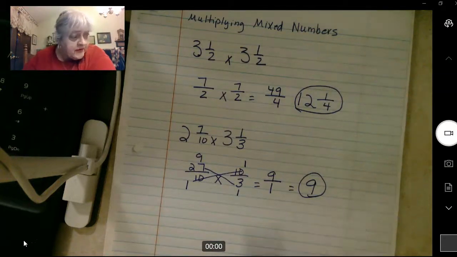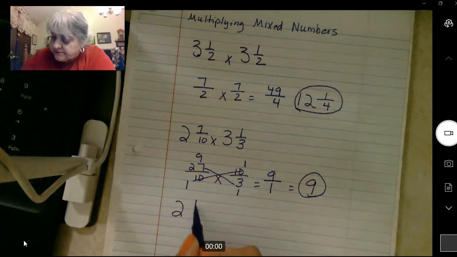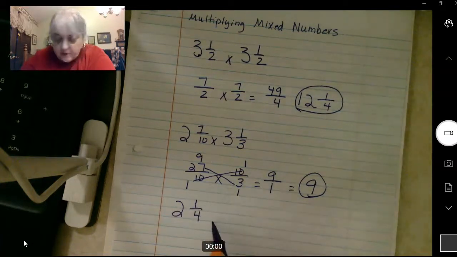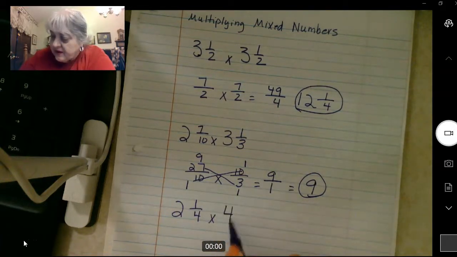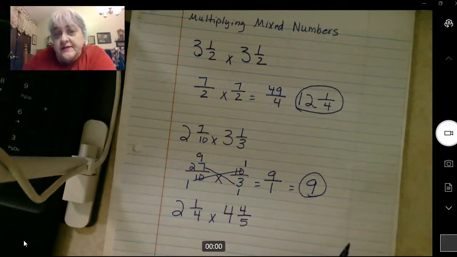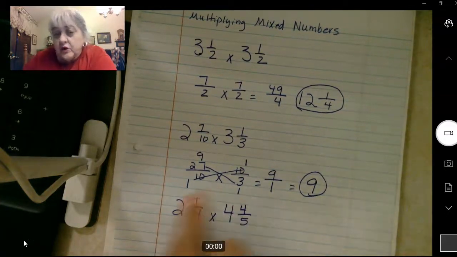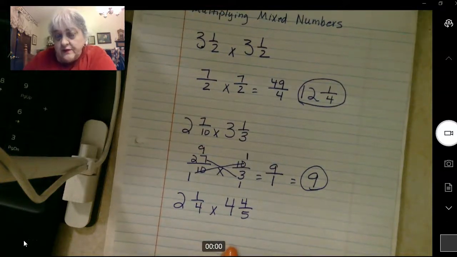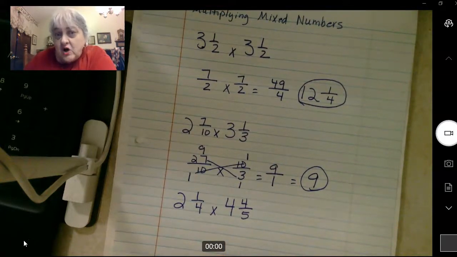Let's try one other one together. Let's try 2 1/4 times 4 4/5. What I would really like for you to do is to pause the video. I want you to try to work it yourself, then turn the video back on and see if you were able to do it on your own without my support, okay?